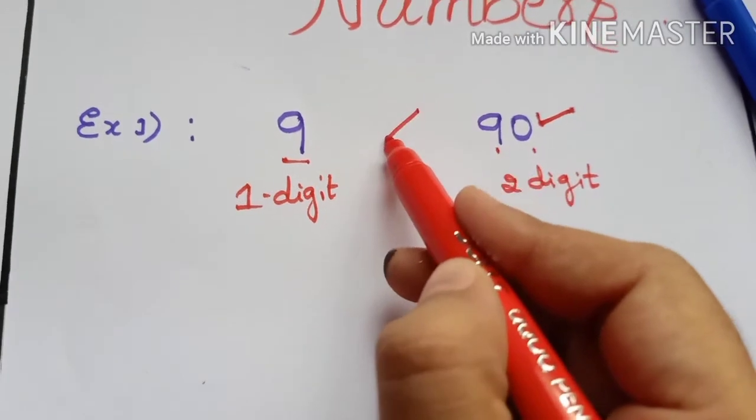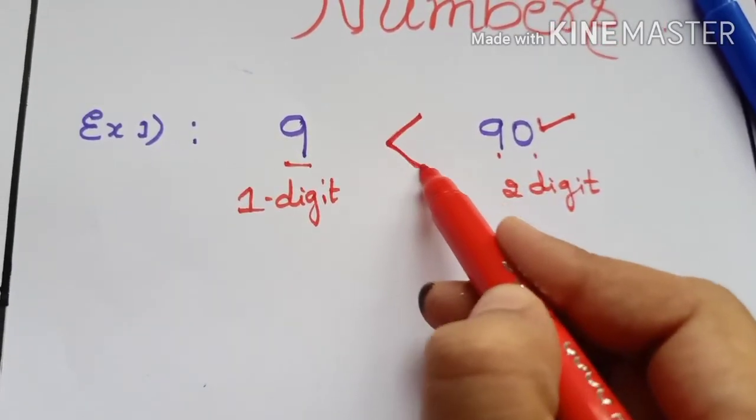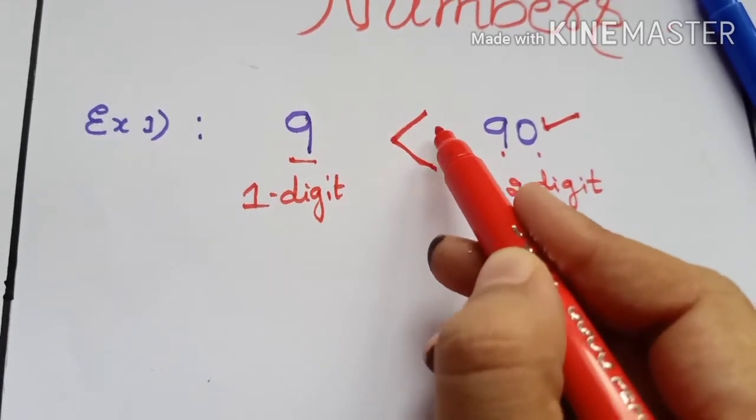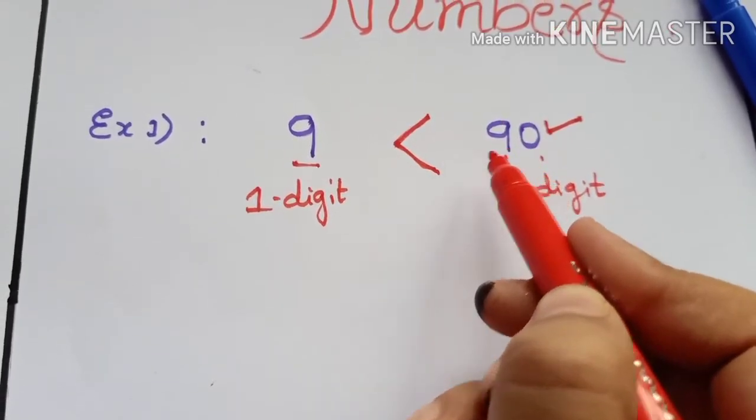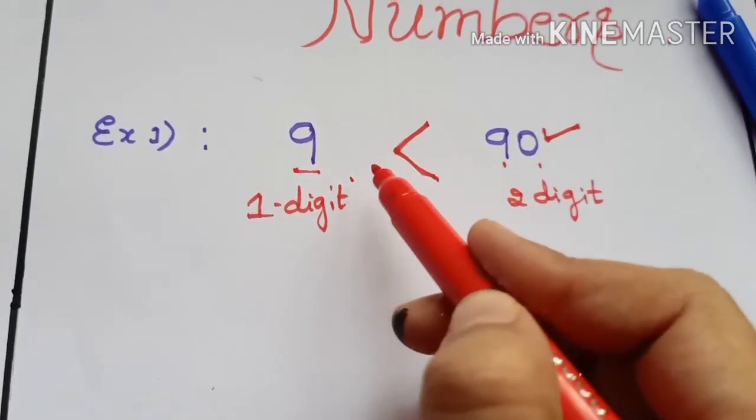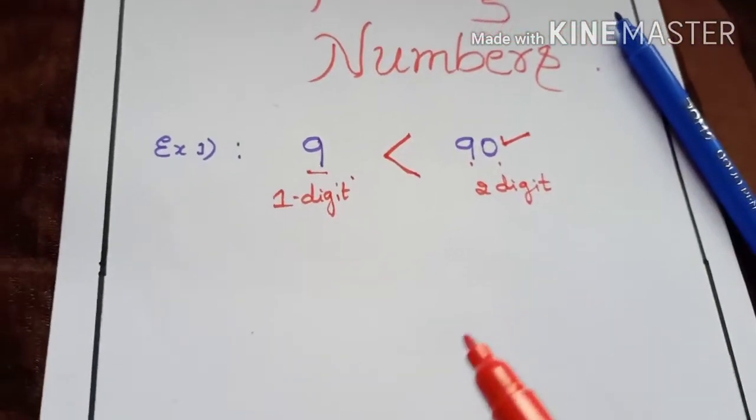So the open side of the symbol should come towards 90. Can you notice here? The open side should come towards 90. It indicates that 90 is greater than 9. Shall we see one more example?